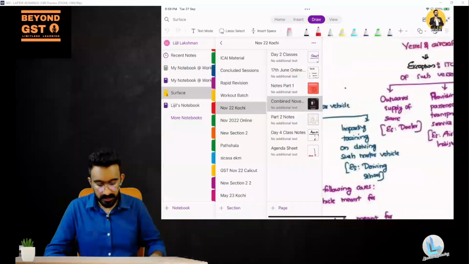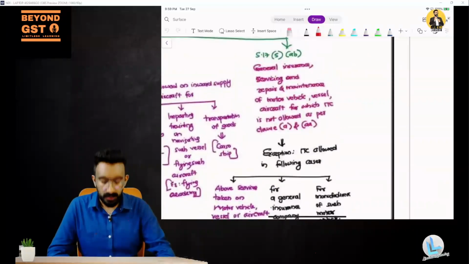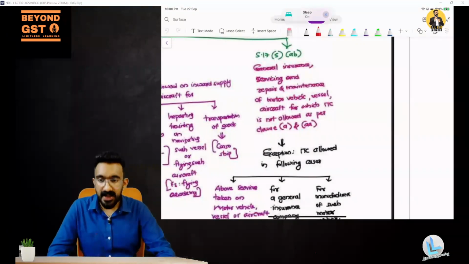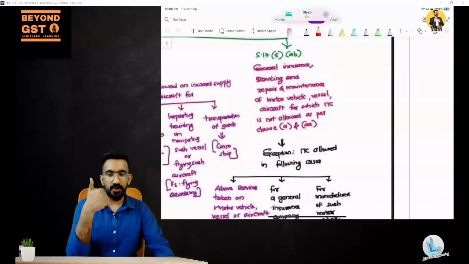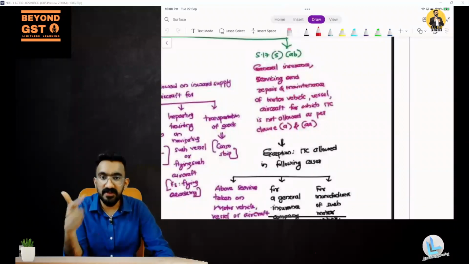Now the third block to credit. Third block to credit is very interesting. Mark it as important. You have to concentrate to understand this. Section 17(5)(ab): general insurance, servicing and repair and maintenance of motor vehicle, vessel or aircraft for which ITC is not allowed as per clause (a) or (aa). What is it saying? If you don't get ITC on some motor vehicle or vessel or aircraft, what will also not be available as ITC? Any expenses you spend on general insurance, servicing, repair and maintenance.